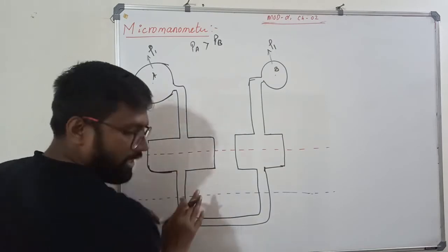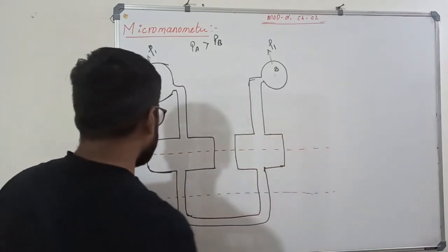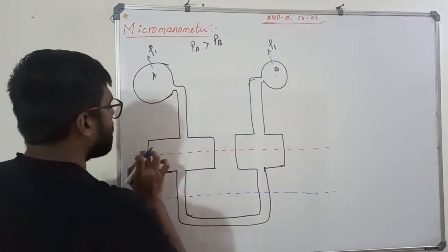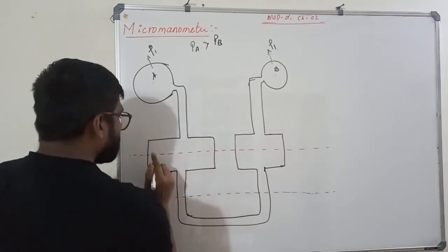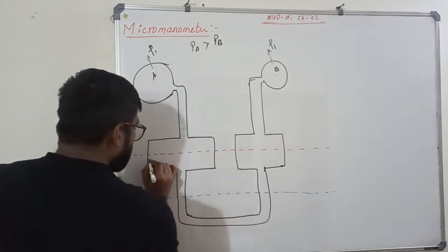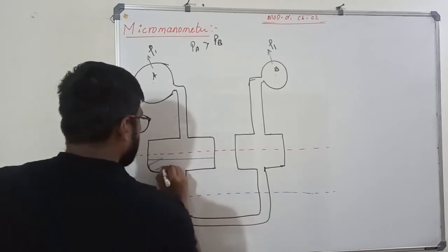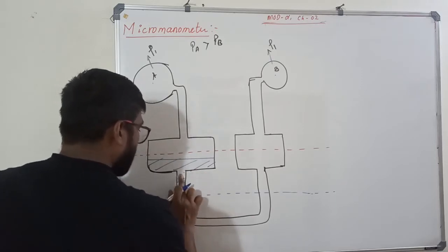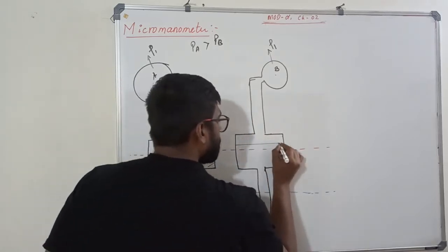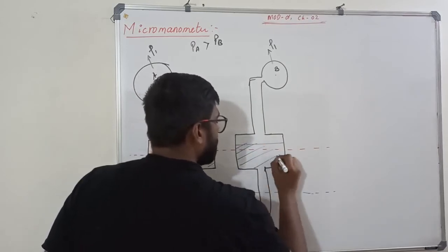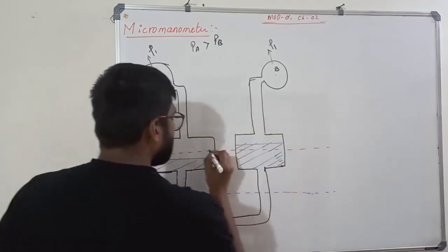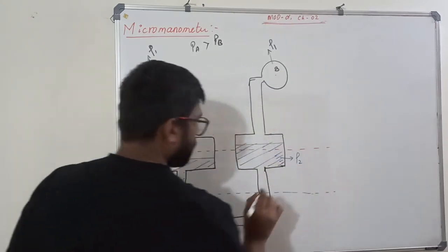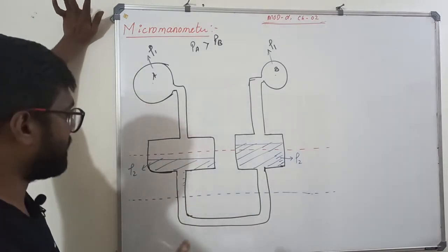Let me use the blue ink. Initially this red dot was my reference line, without being connected. Now because I have connected it and PA is greater than PB, this liquid has moved till here, and here it got lifted up by the same amount. Let us say the fluid here has density rho 2, the same fluid only I am using.